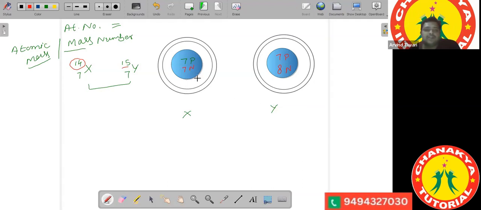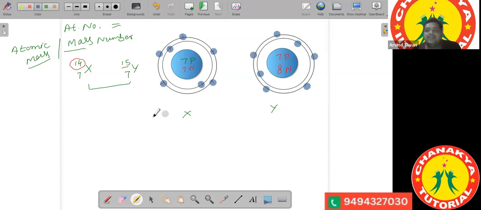Okay, see here. If you find the number of electrons, both of them have 7 electrons. So there will be 2 electrons in the K shell, and the remaining 5 will be in the L shell. So both of them are quite similar to each other. They have the same number of electrons and the same number of protons. The only difference is that they have a different number of neutrons.